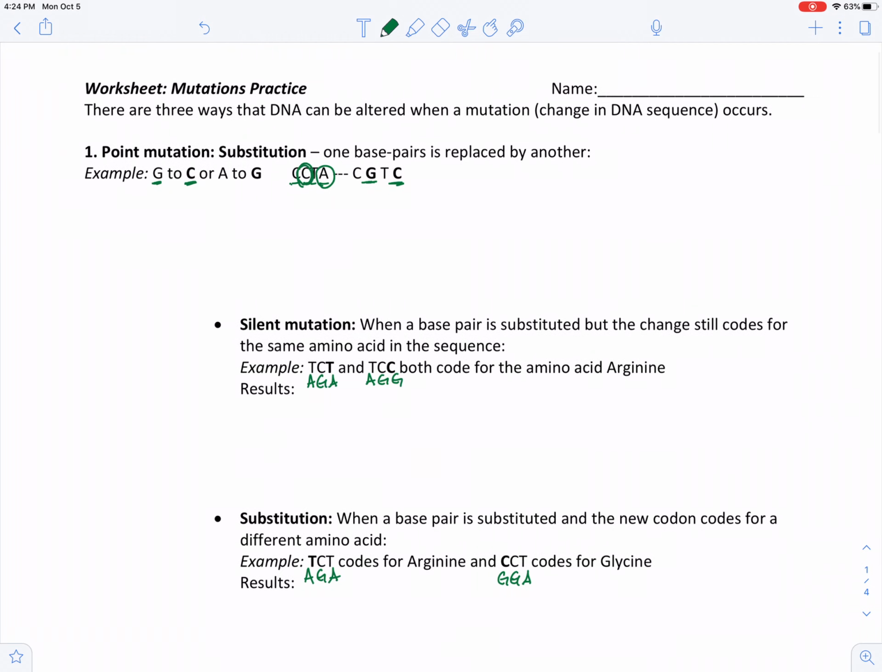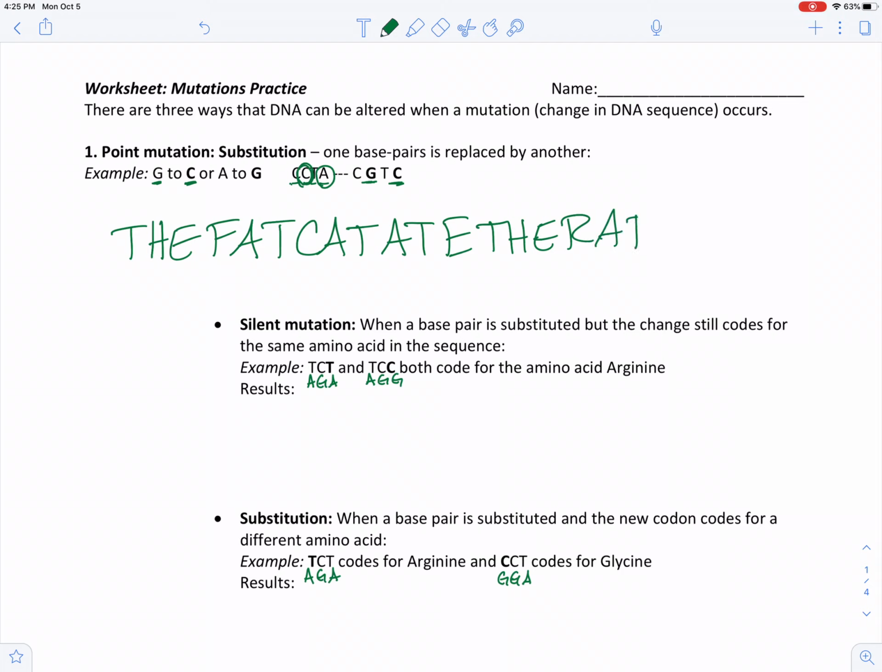I'm going to be using the Fat Cat Ate the Rat to sort of give you an additional way of looking at how we look at mutations. So the fat cat ate the rat. Okay, and just like in genetics, when we're reading codons, we're going to read every 3 letters so that it reads the fat cat ate the rat. So we're always going to read every 3.